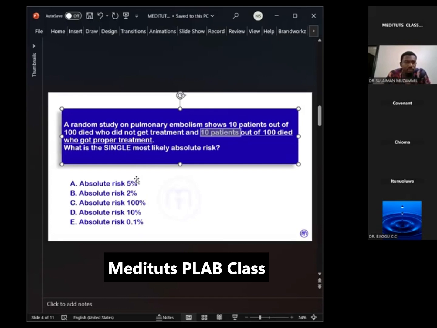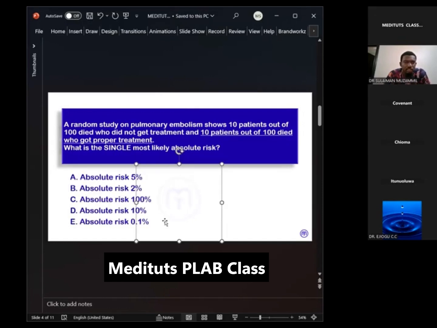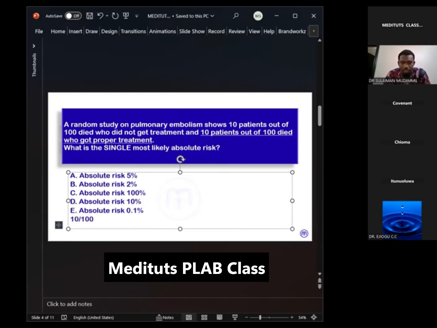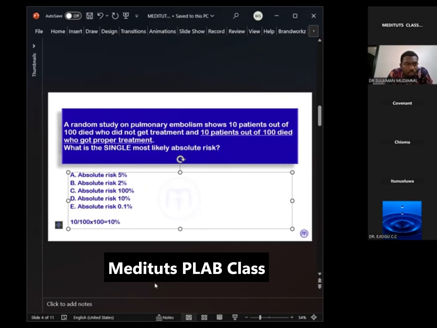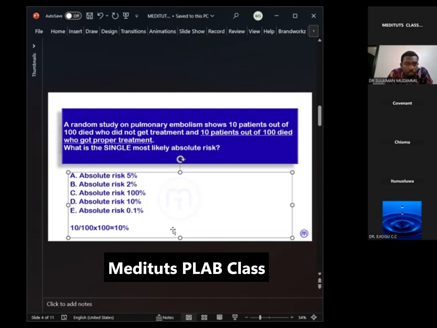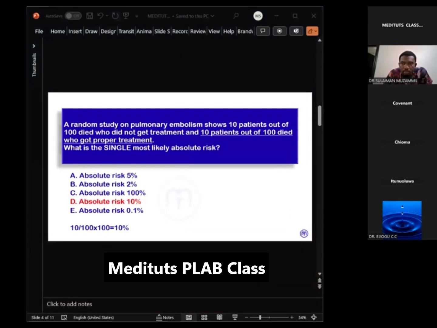So to put it into simple perspective for when the calculation is not this easy, what you want to do is the 10 divided by 100 times 100. Looks like we're moving in circles, but like we said, the numbers may not be this straightforward. So 10 divided by 100 times 100 is going to give you 10%. And for that reason, the absolute risk of events occurring in the population you are studying is option D, 10%. I hope this is clear, doctors. Yes. Okay.